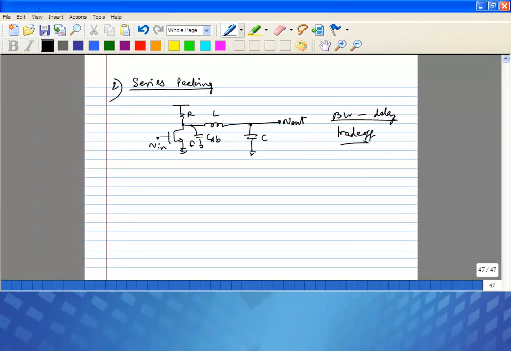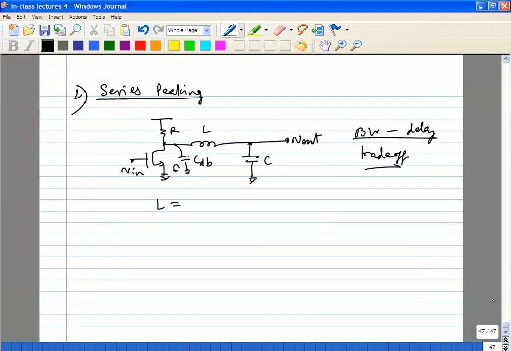So in this case, you can show that your L, let's say L again, we'll call it R square C over M. You can do the calculations again. What you'll find is maximum bandwidth possible comes from M equals 2.